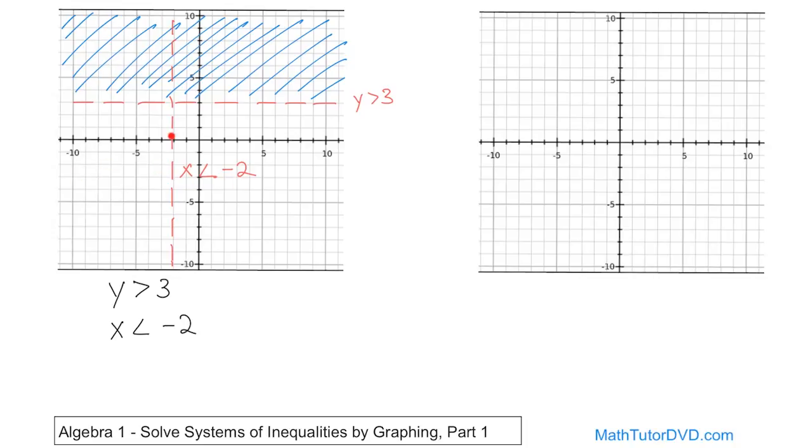So this is the dotted line. That means we're shading everything to the left, including the stuff that we've shaded as part of the other graph. So we're shading this too. Now, it's kind of nice to shade the other direction.